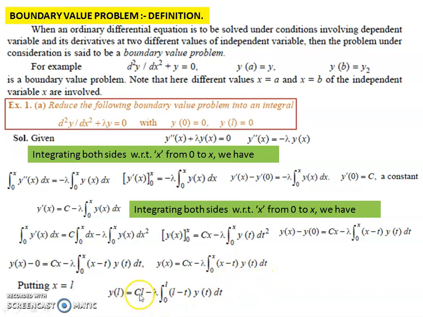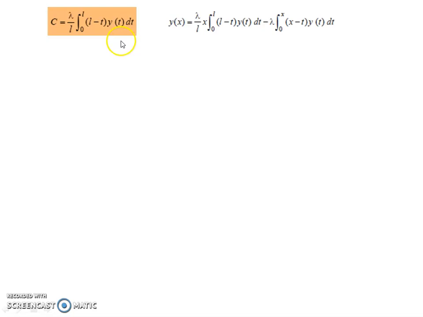So we find this C, and how do we find C? Because y(L) is equal to 0, it's given. So C·L is equal to lambda times the integral from 0 to L of (L minus t) y(t) dt, and when we divide by L, C is equal to lambda times the integral. So we find the value of C every time. In every question we find the value of C.